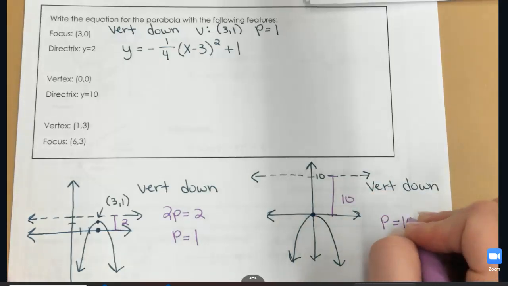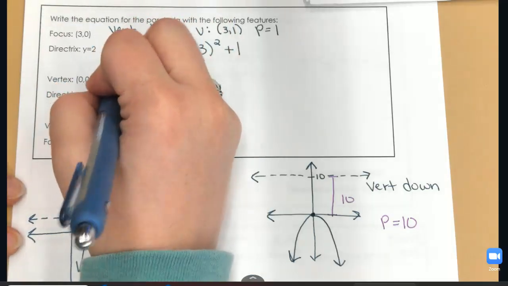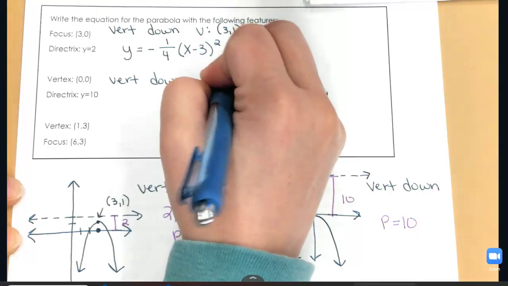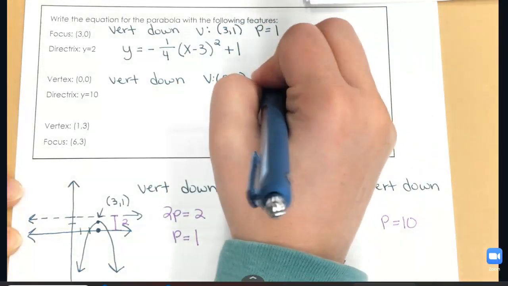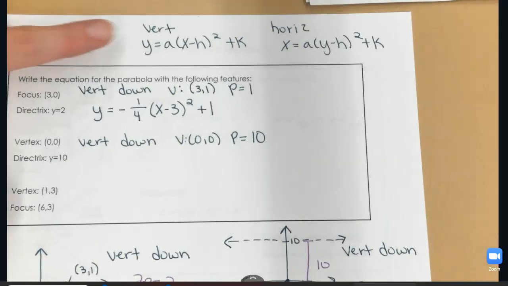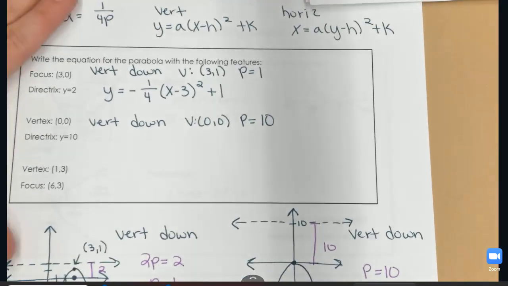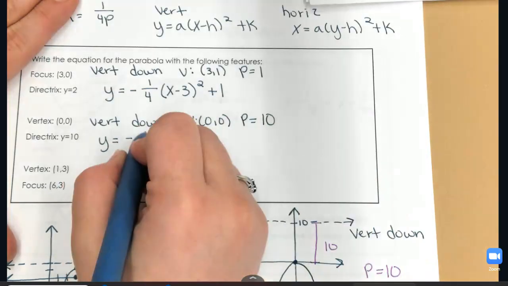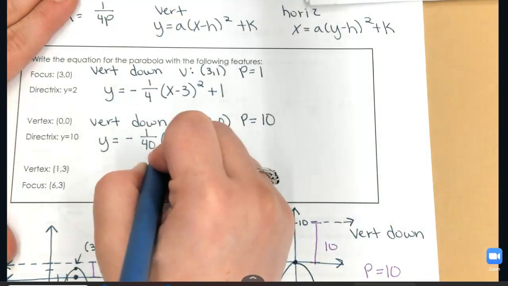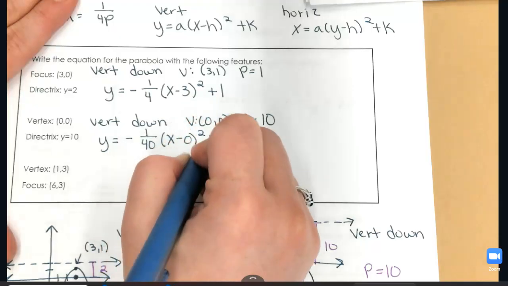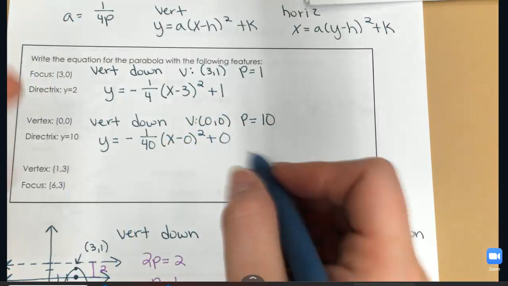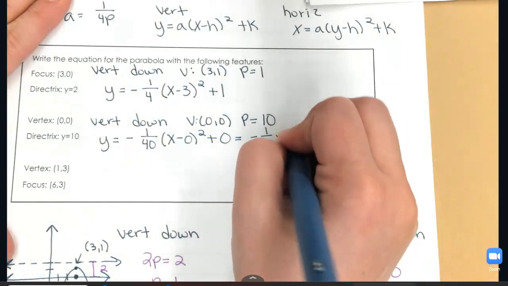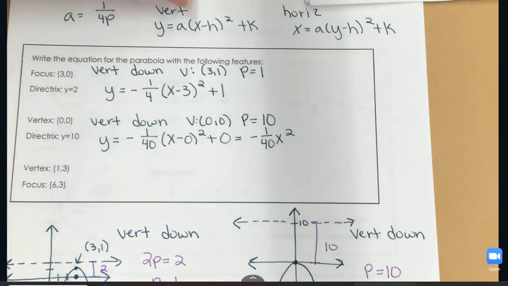So p is 10. So if I know it's vertical opening down, I have a vertex at 0, 0, and a value of p that is 10. That's everything I need to put into my equation. So y is going to be equal to negative, because it's opening down, 1 over 40 times x minus 0 squared plus 0. And you can leave it like this, or if you wanted to simplify it with the zeros, just negative 1 over 40x squared is also correct.